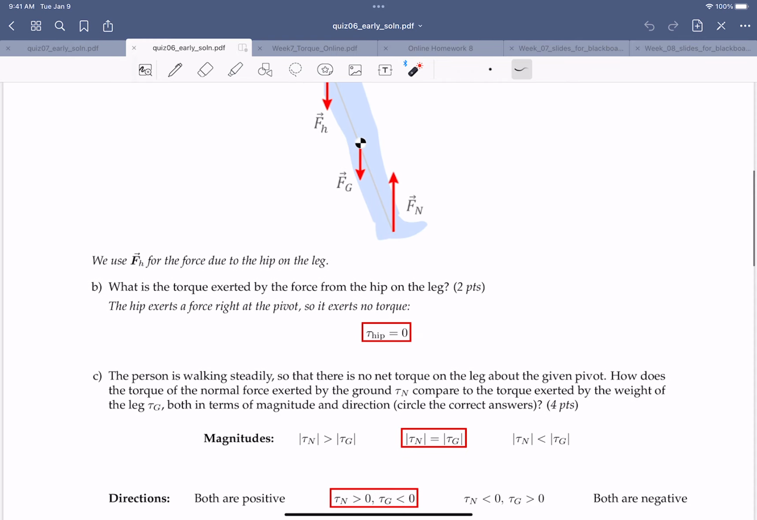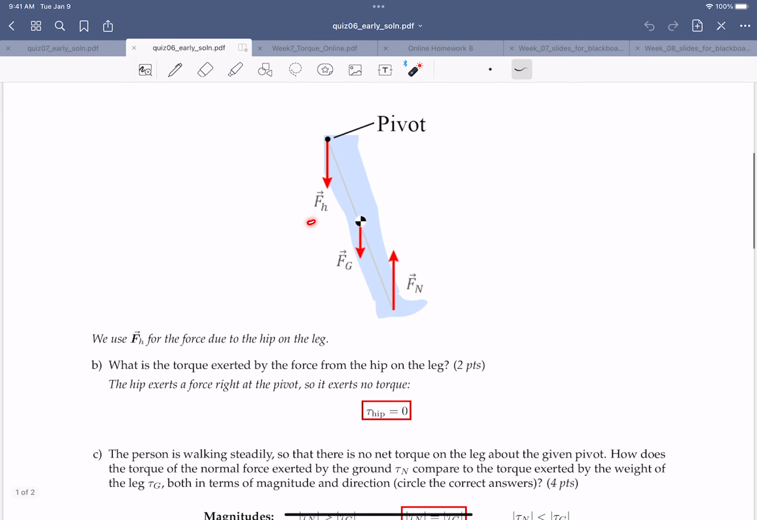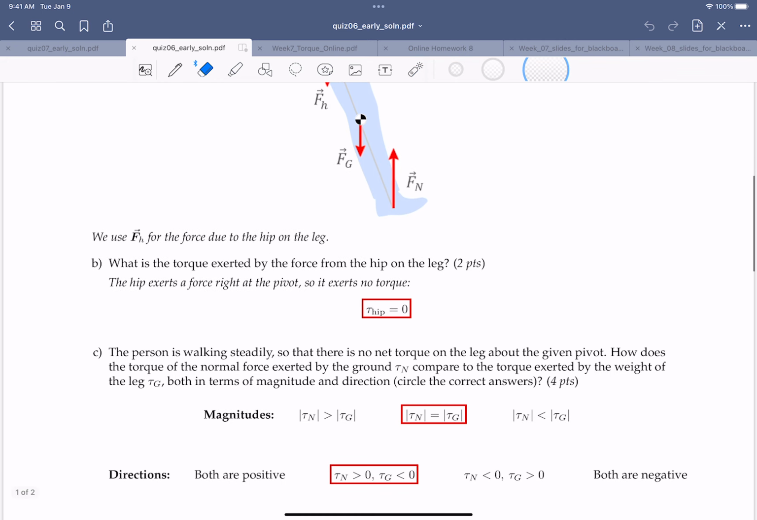Now, they ask what is the torque exerted by the force from the hip on the leg. So this F_H, once again, since r is equal to 0, is acting at the pivot itself. Then torque is equal to F r sine phi. Your r is equal to 0, so your torque becomes 0. So that makes sense there as well.